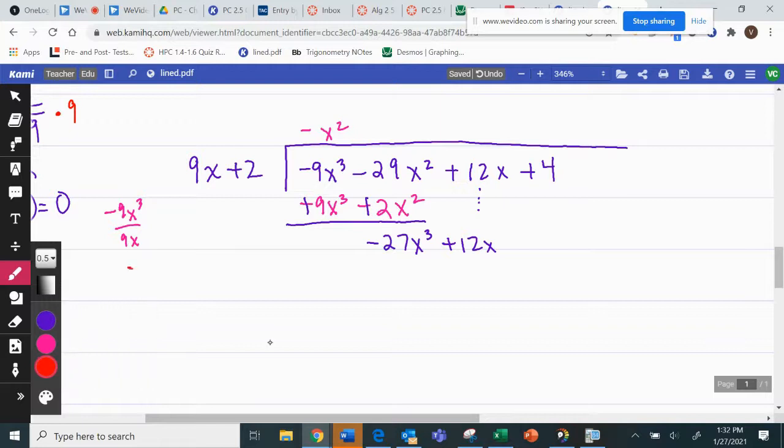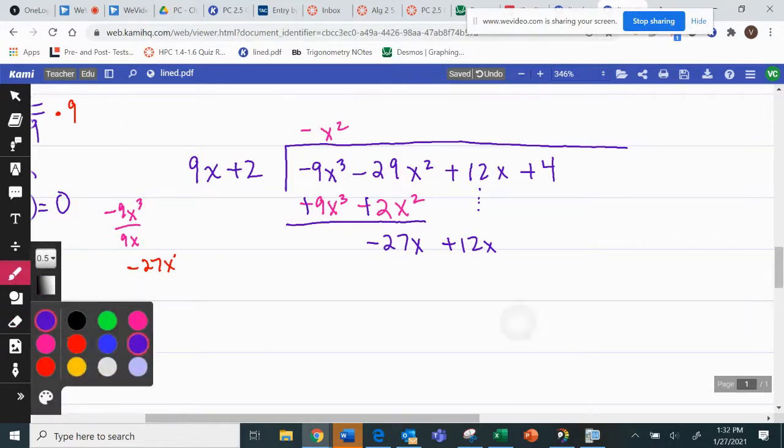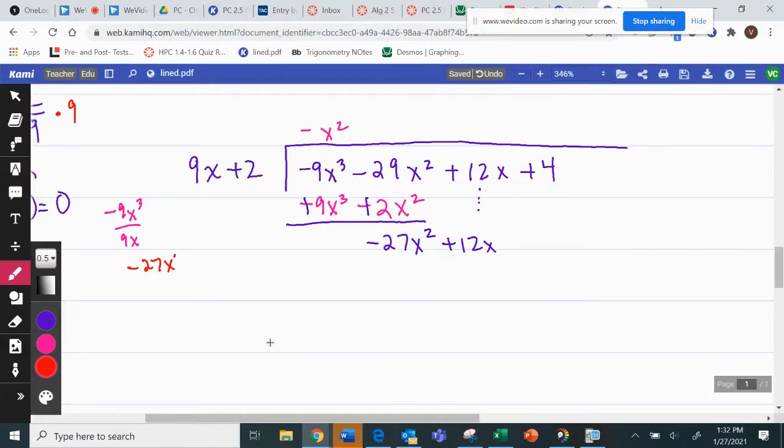The next one, I'm going to do negative 27x. That's not to the third. You guys stop me. Come on. X to the second, sorry. So I got 27x to the second divided by 9x. I divide those, I get minus 3x. Distribute, negative 27x squared minus 6x. Draw the line, change the signs. Add them together, 18x, bring it down, plus 4.